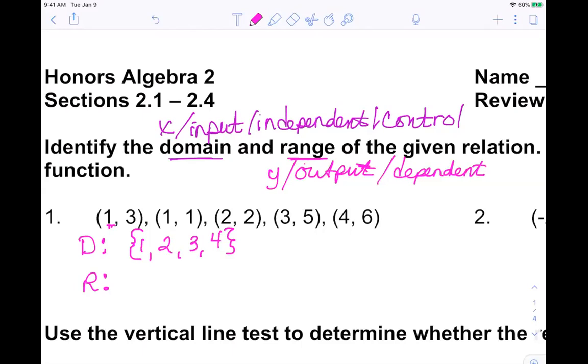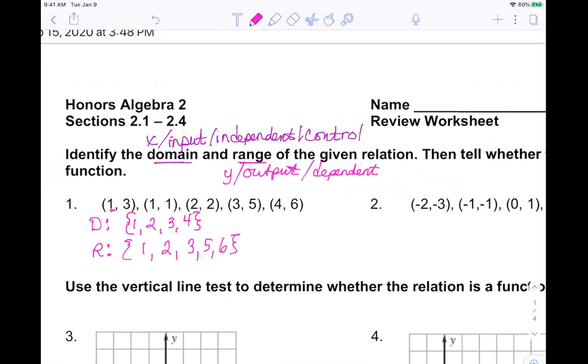So looking at this problem, the range would be the y values. I'm going to write them in increasing order. So I know the 3 value is first, but I'm looking at all of my y's, and I see that there's a 1, a 2, a 3, the 5, and the 6. And again, putting them in those little squiggly things kind of says that that is a group of y values together to represent the range. All right, so those are 2 nice vocab terms to talk about.